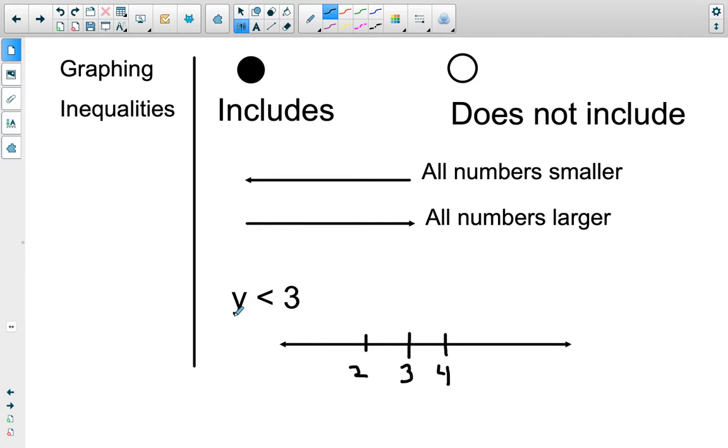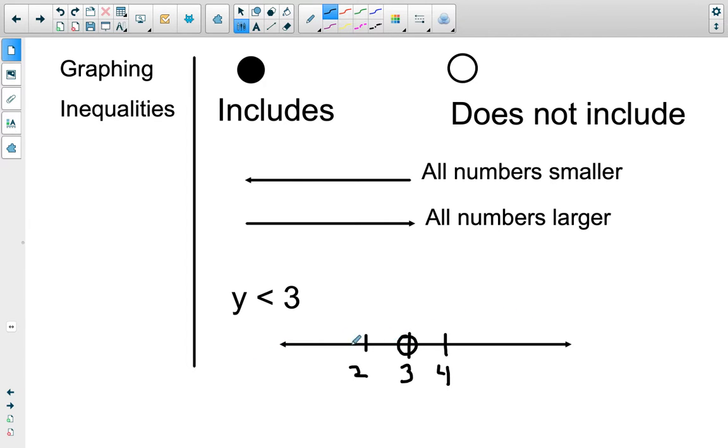Okay, so we want all numbers that are less than 3. We're saying what numbers would satisfy this inequality. So first we go to the number 3. And because it doesn't have the equal to sign, it does not include 3. In other words, 3 is not less than 3. So it does not include this number 3, so we will put an open circle at the number 3.